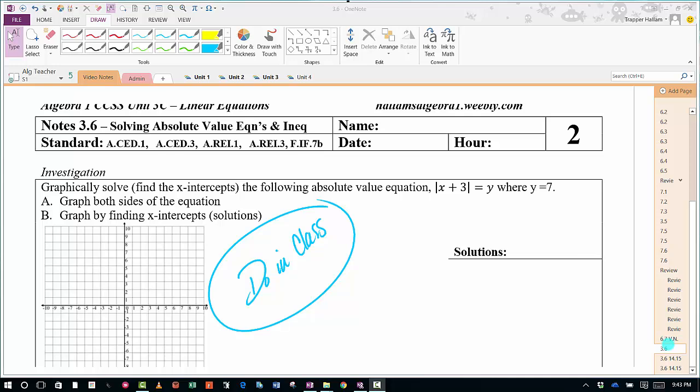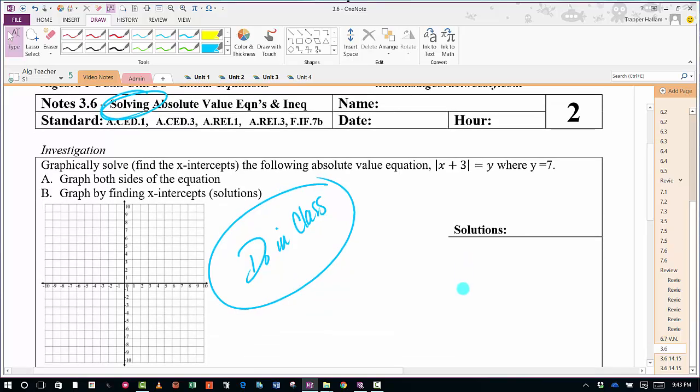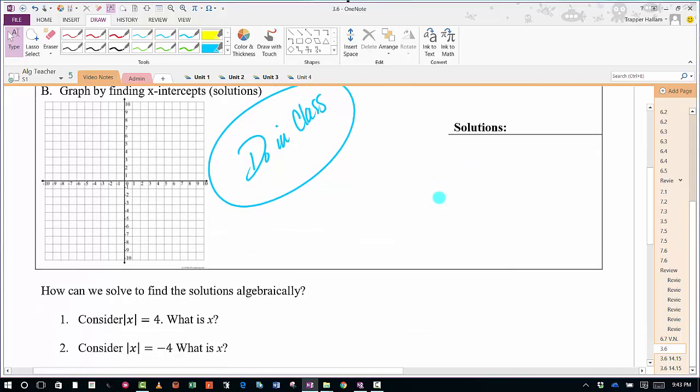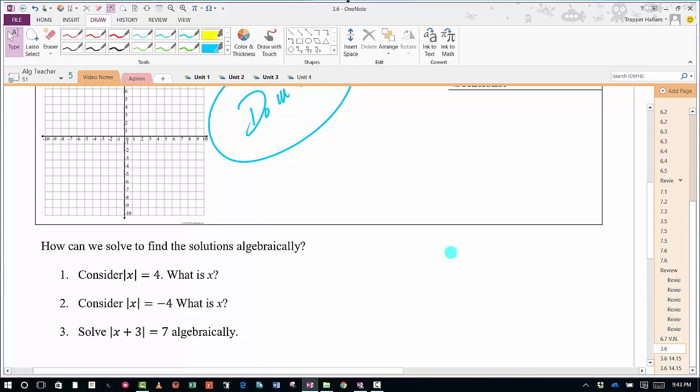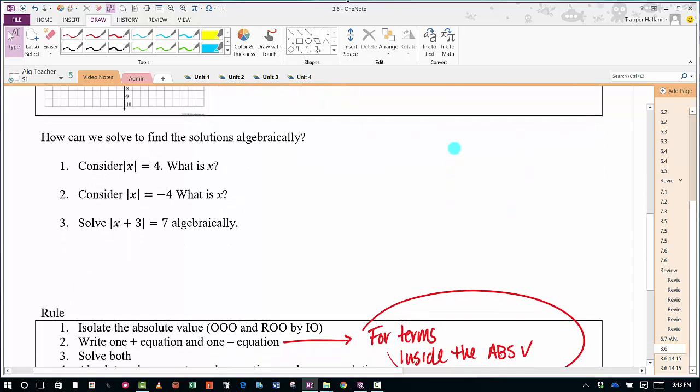Okay, hi and welcome to Notes 3.6, where we're going to talk about solving algebraically absolute value inequalities and equations. We're going to do both. All right, so we're going to skip over that part there, which is an investigation. We'll do that in class, but let's pose some questions here.